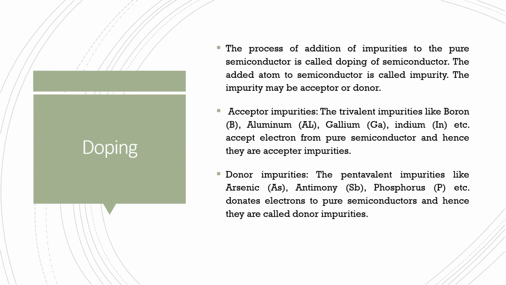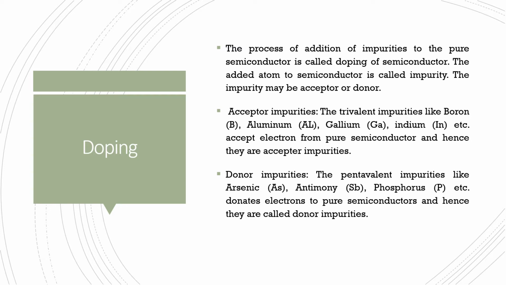Now the thing that comes to mind is, how can this N-type and P-type semiconductor be produced? So, in an intrinsic semiconductor, when some impurity is added, it is called doping of that semiconductor. The atom added to the semiconductor is called an impurity, and this impurity may be an acceptor or a donor. Now, what are acceptor impurities?